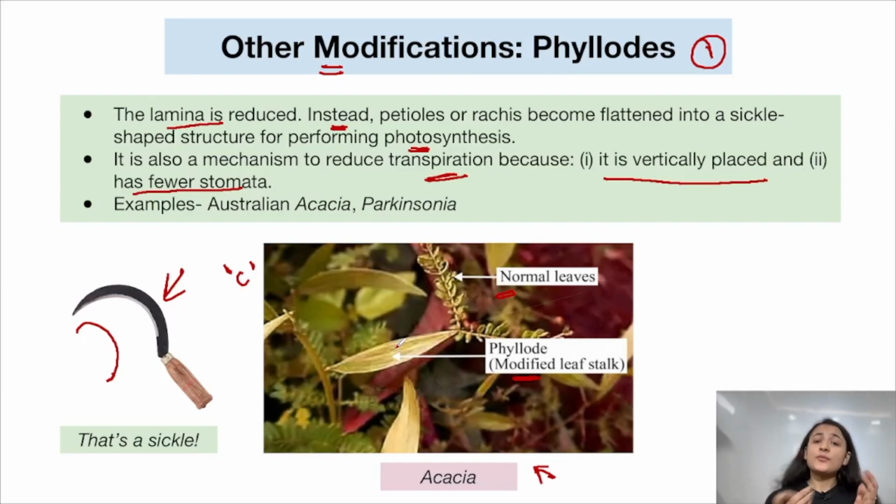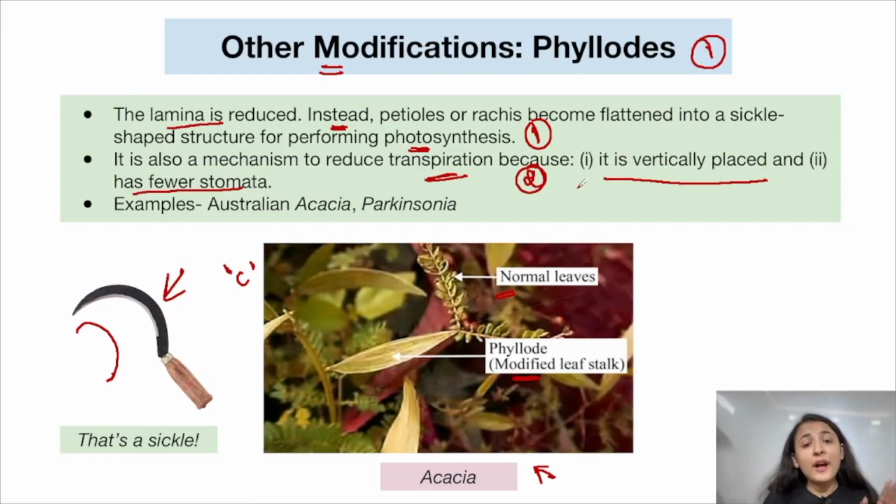So if from stomata transpiration, water losses occur, right? Transpiration occurs. But if the stomata are fewer in number, the transpiration would also be less. That is, ultimately the water loss would be less. So the phyllodes have lesser stomata and they are vertically placed. As a result, the transpiration is also reduced. So it has two main functions. Number one, photosynthesis. Number two, it reduces transpiration because it is vertically placed and it has fewer stomata.